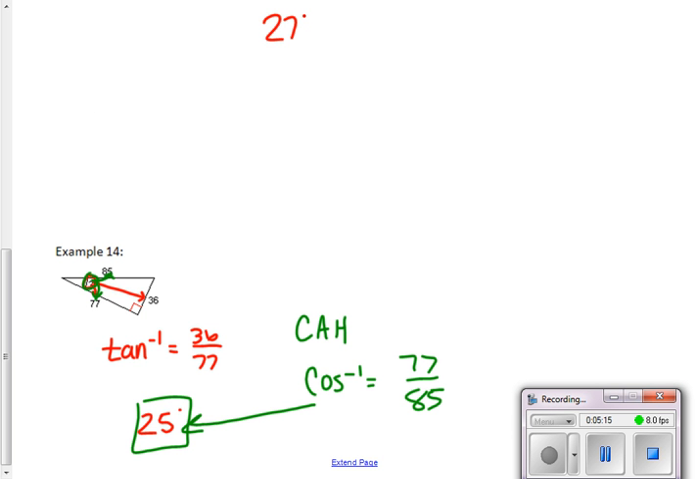This will conclude lesson 66, inverse of trigonometric functions.